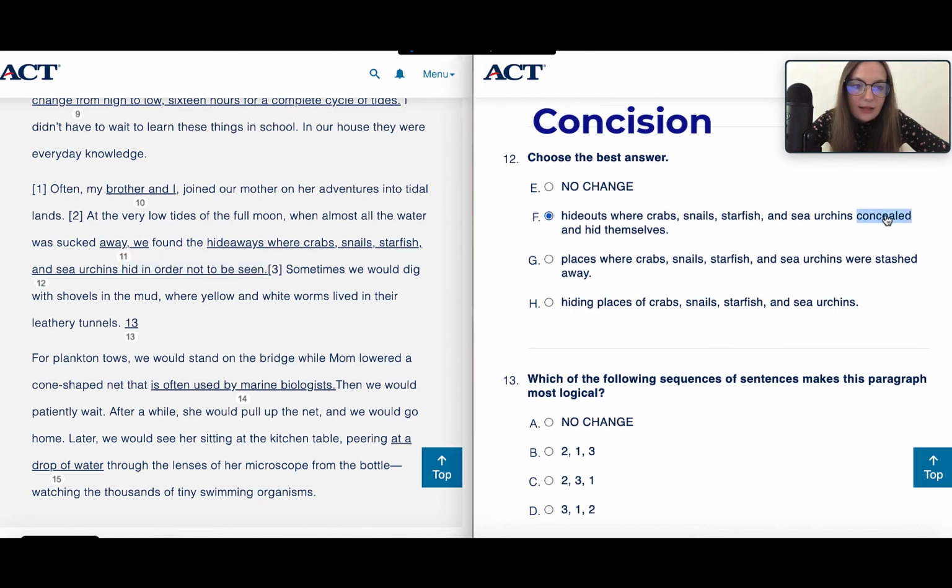Concealed and hid means the same thing in choice F. Places where they were stashed away, that's relatively informal. So the only choice then that's going to be both formal and concise has got to be choice H.